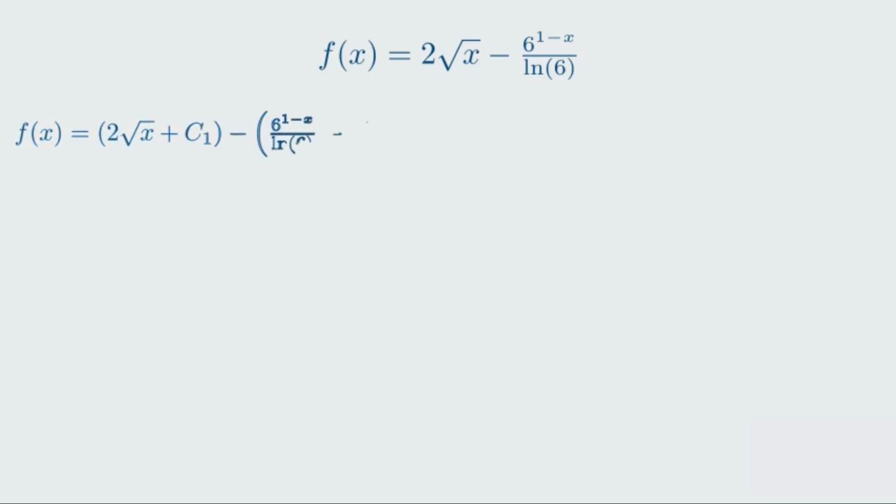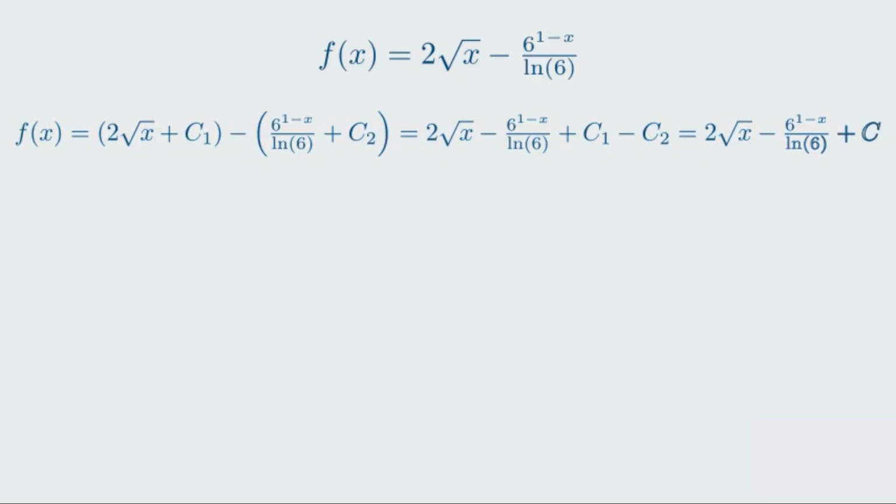Great, we've integrated both terms. Now we can put them back together to get the general form of f of x. F of x is the sum of our two results. So f of x equals 2 root x minus 6 to the 1 minus x over the natural log of 6. Now you might be wondering about the constants of integration. What happened to c1 and c2? When we add two unknown constants, c1 and c2, we just get another unknown constant. It's standard practice to combine them into a single constant, which we usually call c.